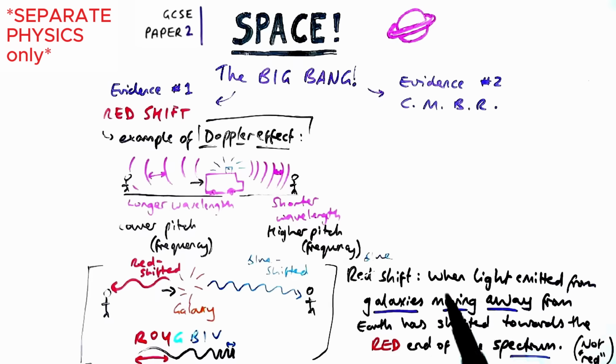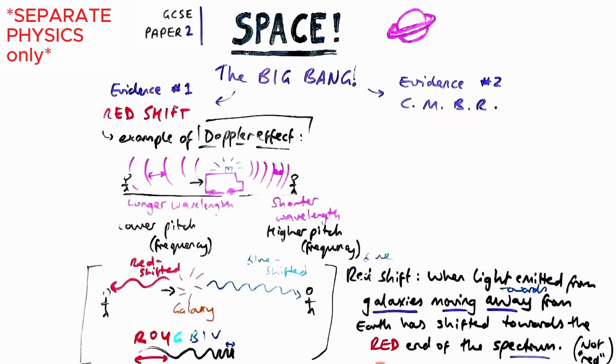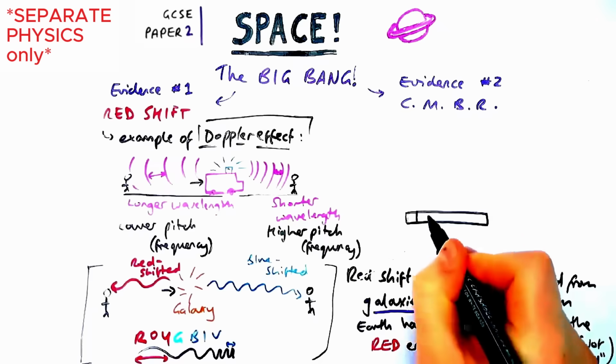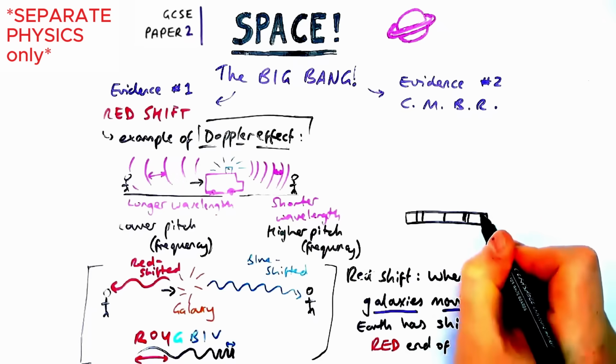Now, if we want to talk about something that's blue shifted, obviously you replace red with blue, and that would be something that's moving towards the Earth, and it'd be shifted towards the blue end of the spectrum. We don't talk about blue shift as much because almost all of the galaxies we observe in the night sky, apart from our nearest neighbour, are red shifted.